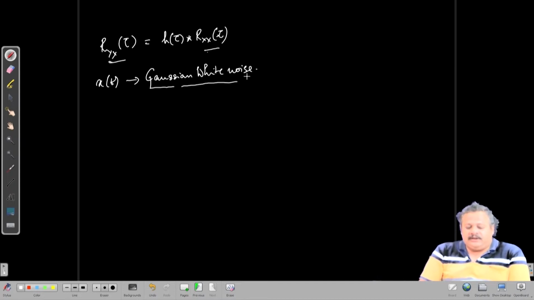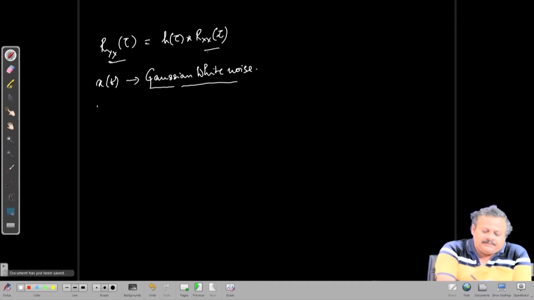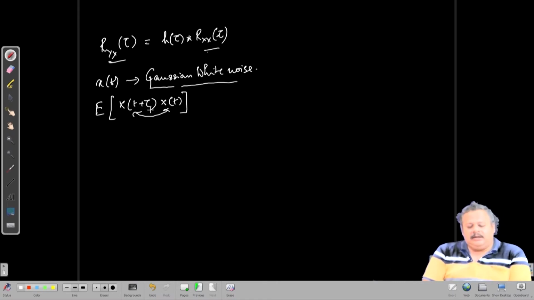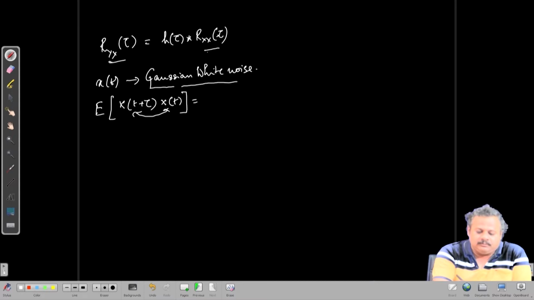That means if we think of the autocorrelation function, that is the expectation of x(t plus tau) and x(t), since these are totally unrelated, they are independent of each other. So this is always 0 for all tau not equal to 0.